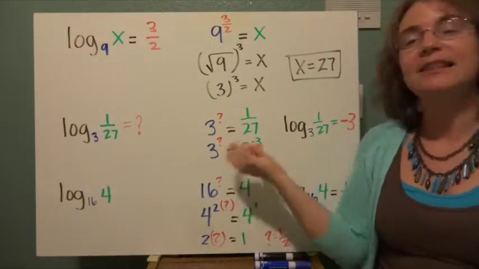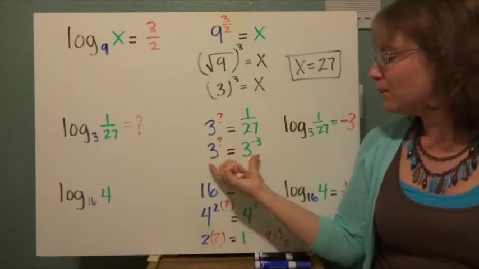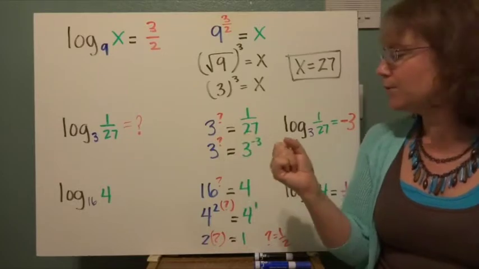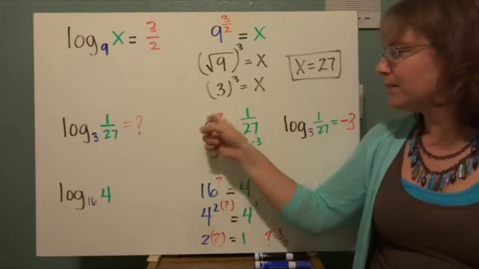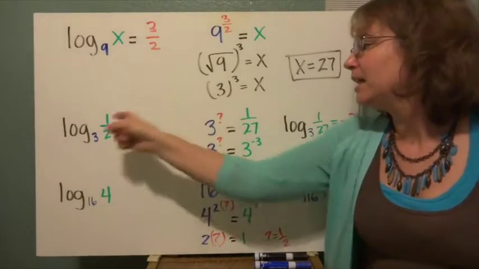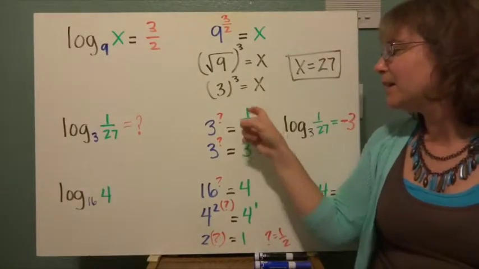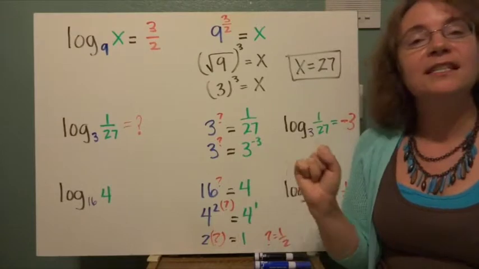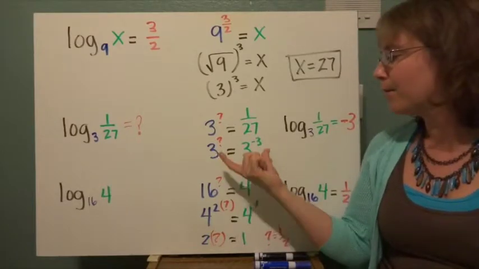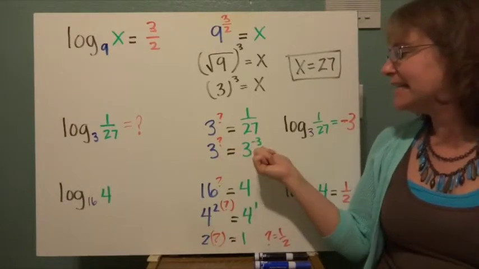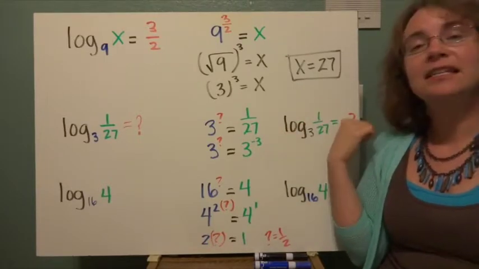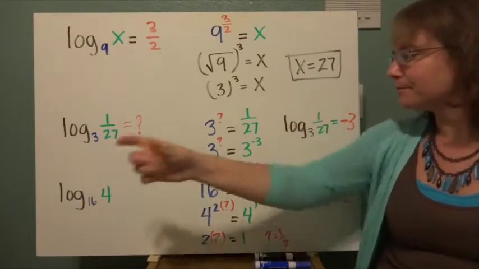Now I can rewrite this with the same base, because I know if my base is the same, then I can set my exponents, or my powers, equal to each other. So here I have 3 to the question mark equals 1/27, which is 1/3 cubed. 1/3 cubed is the same as 3 to the -3rd power. So I know my question mark has got to be -3. So log base 3 of 1/27 is equal to -3.